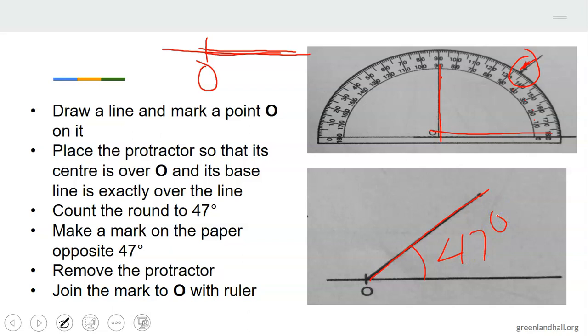Now look at, place the protractor so that its center is over O, just like we did in the previous example, and its baseline is exactly over the line. Count round to 47 degrees, which is what I've marked here. Make a mark on the paper opposite 47, like what you have here. Remove the protractor and join the line together. Your angle is 47 degrees. That is how to construct an angle using a protractor.